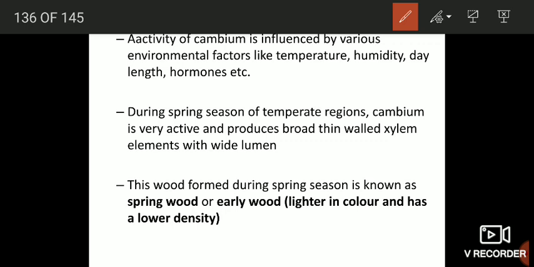You can clearly identify spring wood or early wood in terms of its lighter color and a lower density. So you can remember the wood which is produced during spring season in temperate regions is broad and the individual vessels of this xylem produced during spring season possess a wide lumen because in spring season a lot of water is available in the soil. This necessitates the plant to have those vessels which possess a wide lumen.